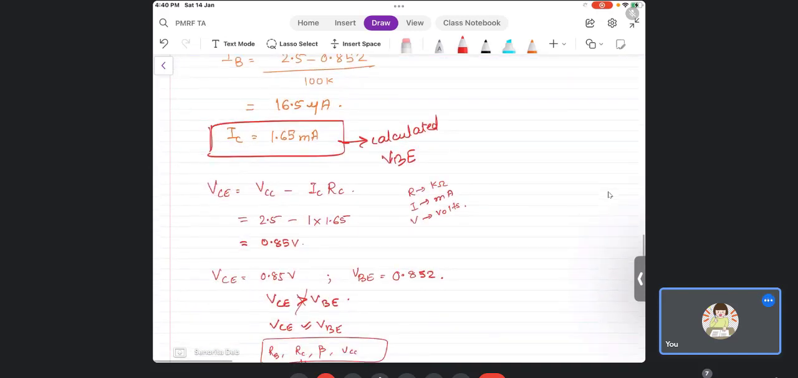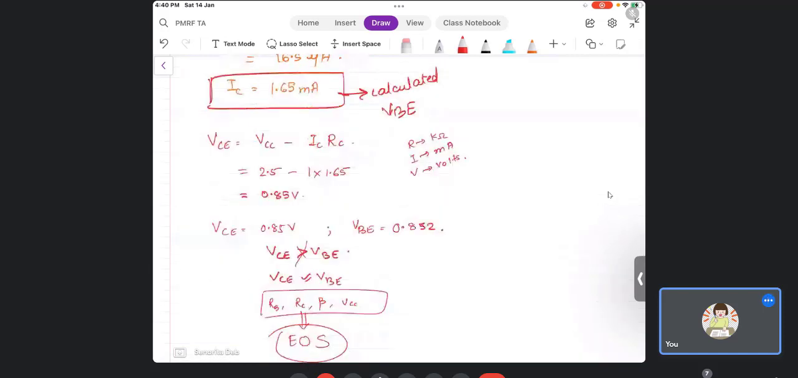Now we found out VCE and we had said that we have to make the biasing such that VCE should be greater than VB. But we are seeing that in this case VCE is approximately equal to VB, right? It is loosely equal to VB, it is not going greater, and therefore the transistor is in edge of saturation. So is this clear till now? Should I move forward?